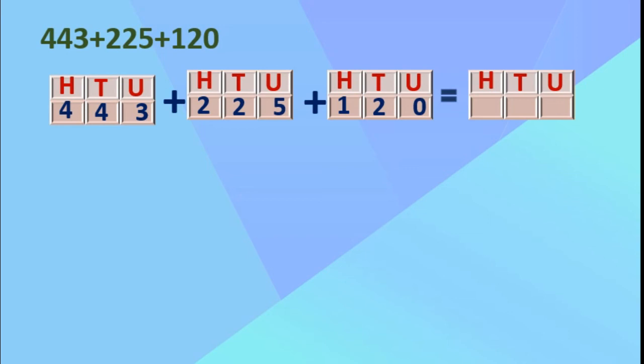First, please go through the unit place. Unit place has 3 plus 5 plus 0. Here 3 plus 5 is 8. 8 plus 0 is 8.